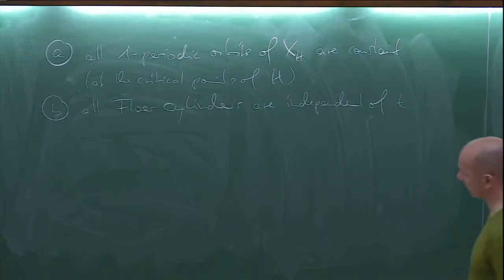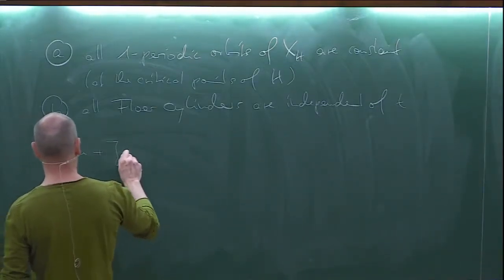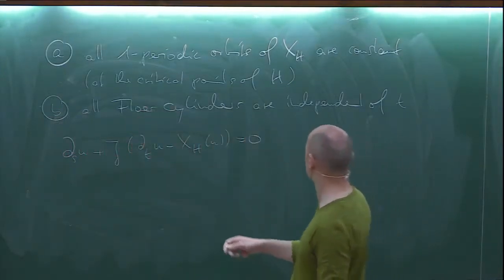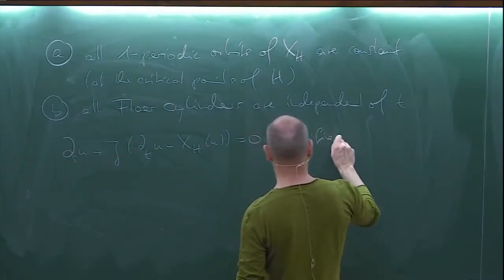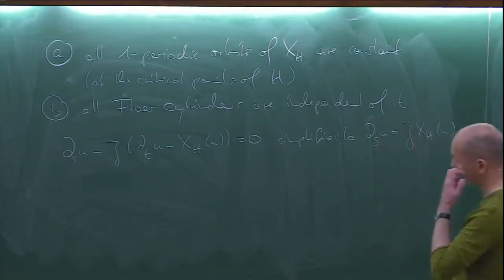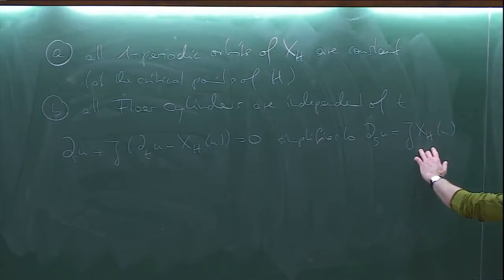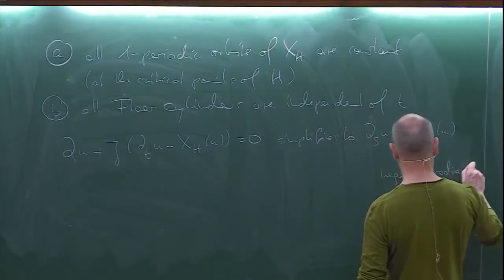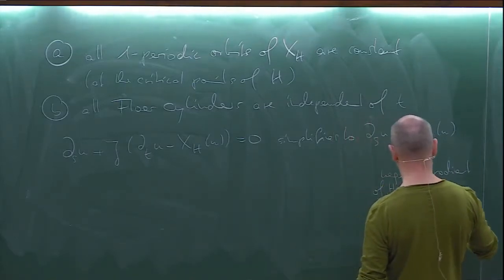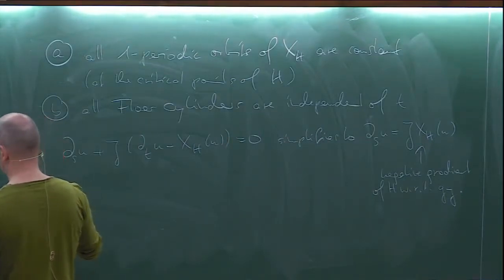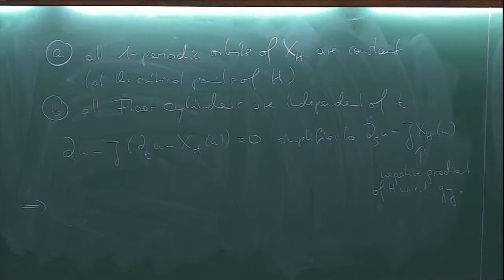And now if I look at my Floer equation, it was d_S u plus J d_T u minus X_H of u equals zero. So now this simplifies to just d_S u is equal to J X_H of u. And this is just the negative gradient of H. And so therefore, for this particular choice of data, the Floer homology agrees with the Morse homology of minus H. It's minus H because I'm taking the plus side as an input and the minus side as an output.